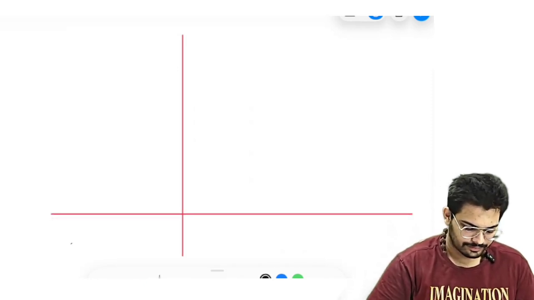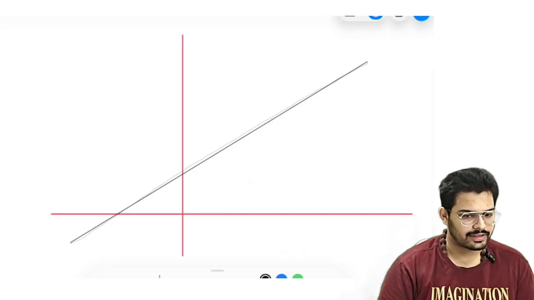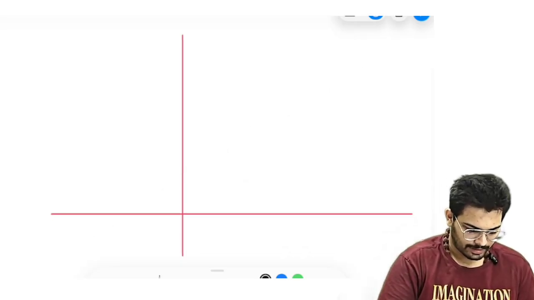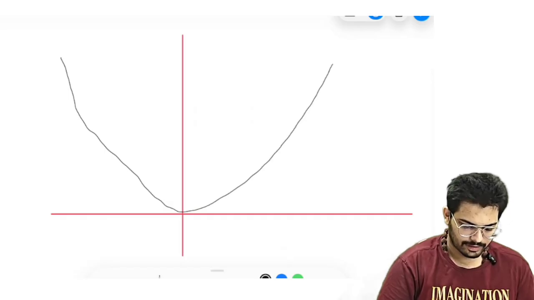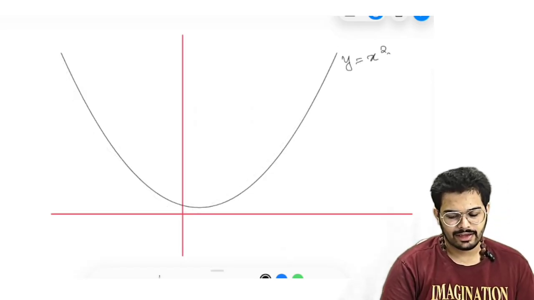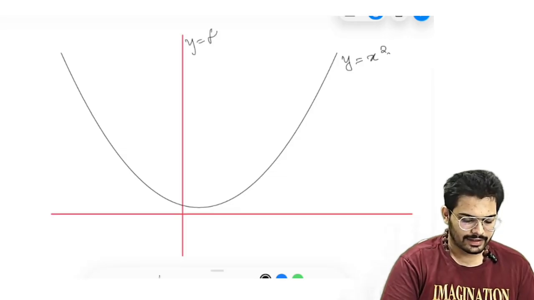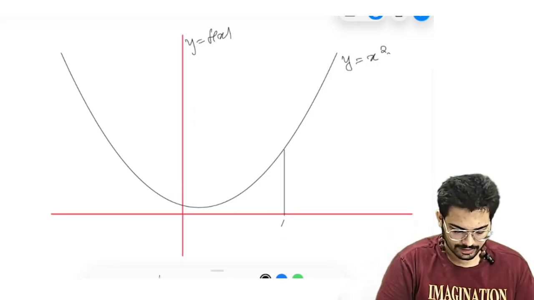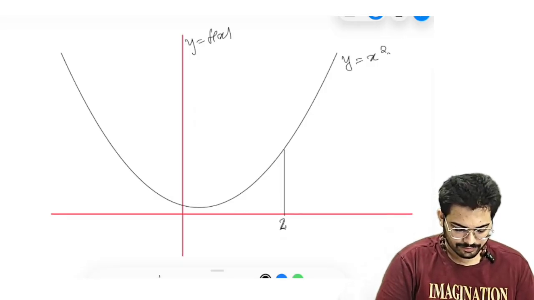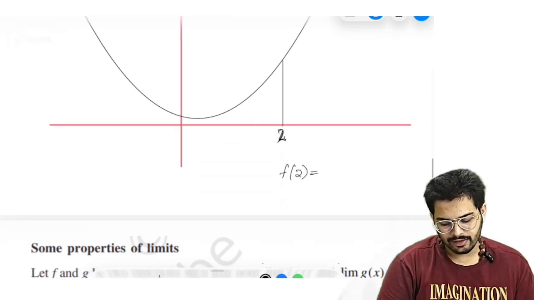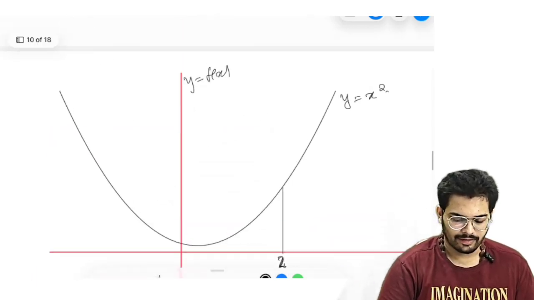In this scenario, the function is a parabola, y equal to x square, because our quadratic equations are parabolas. This is the graph of y equal to x square. In this case, y is a function of x. I need to check the continuity at this point, x equal to 2. f of 2 will be what? 2 square, that is 4, because the function is y equal to x square.